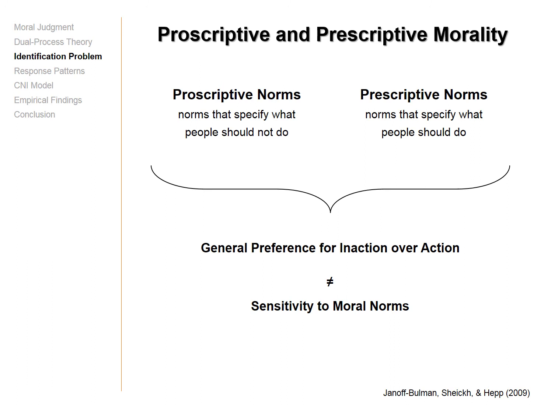What this example illustrates is that there's a fundamental difference between sensitivity to moral norms on the one hand and general preference for inaction over action on the other hand. To the extent that a person prefers inaction in cases involving a proscriptive norm and action in cases involving a prescriptive norm, it seems certainly justified to conclude that that person's judgment is sensitive to moral norms. Yet, if a person shows a general preference for inaction regardless of whether the relevant norm is proscriptive or prescriptive, the more appropriate conclusion is that the person showed the omission bias, which describes the finding that harm caused by action is typically perceived as worse compared to the same amount of harm caused by inaction.